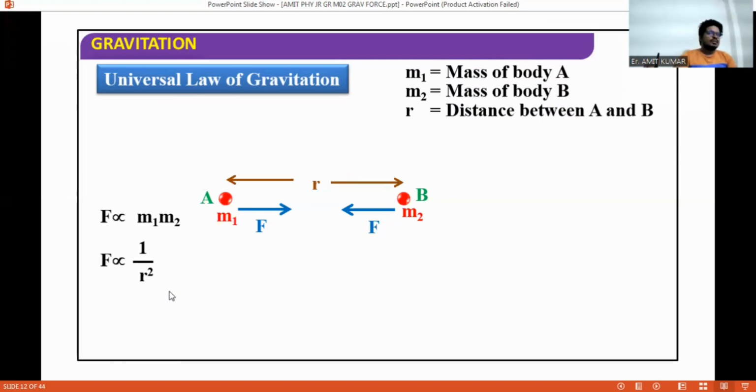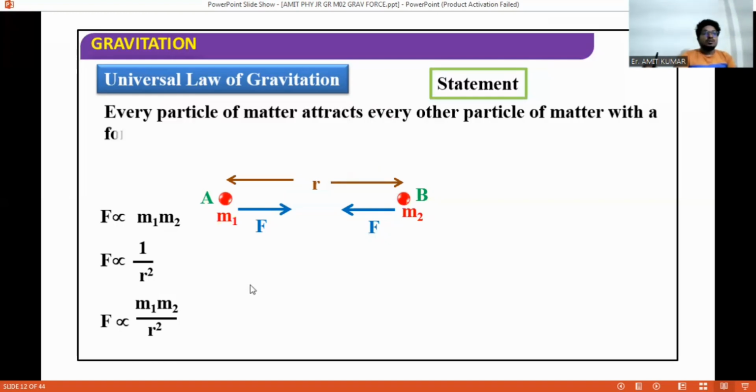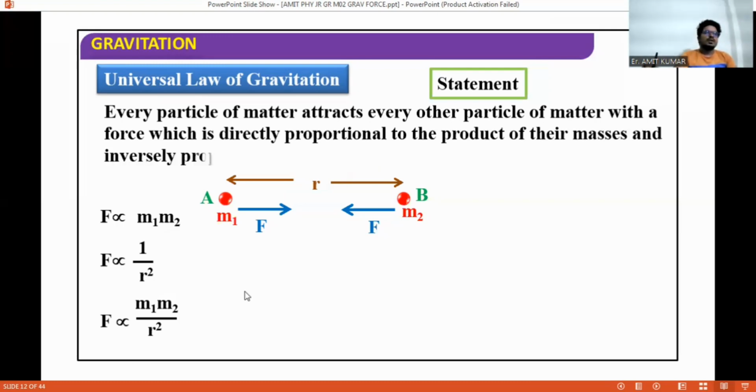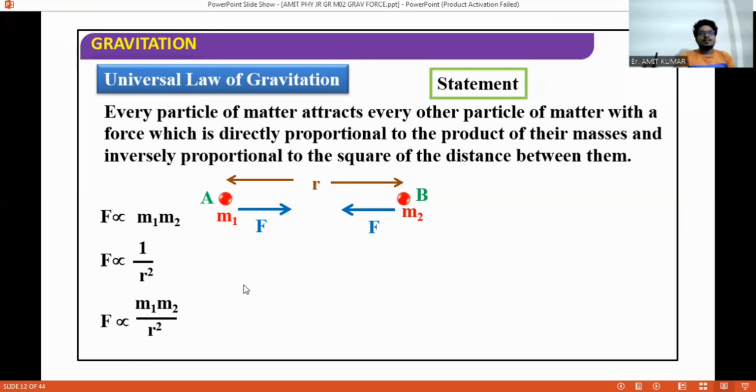So you combine both relations. F will be proportional to m1 m2 by R square. If I ask what statement will you give for the universal law of gravitation? Every particle of matter attracts every other particle of matter with a force which is directly proportional to the product of their masses and inversely proportional to the square of the distance between them.